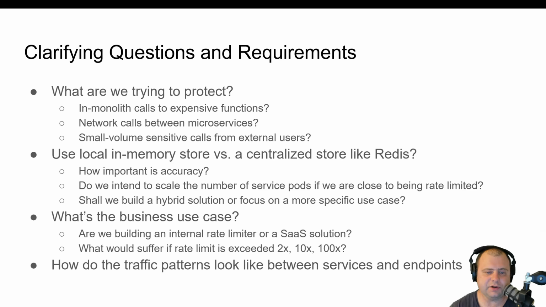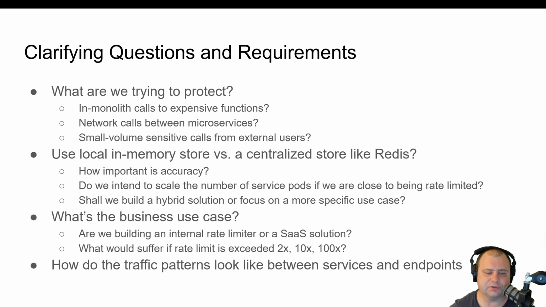Then, should we use an in-memory store or a centralized store like Redis? The first one is less accurate, but faster. The second one is more accurate. It gives you accurate counts of how many requests for a given endpoint there were, etc. But it's also slower. So you need to figure out how important the accuracy is.